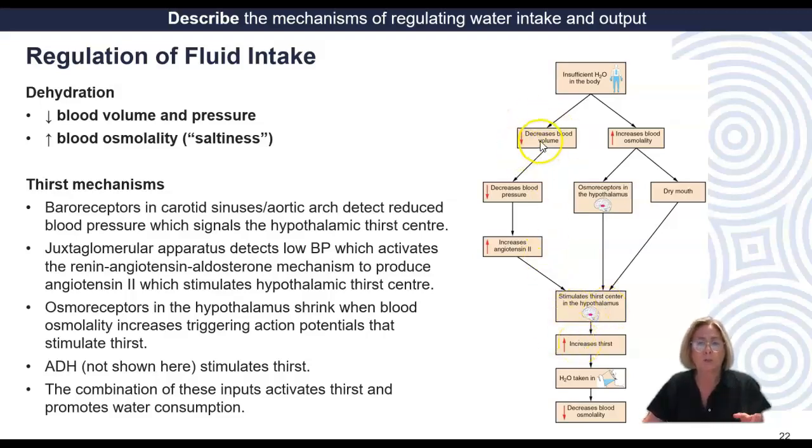Okay, the decreased blood volume leads to a decrease in blood pressure. That will lead to the stimulation of the renin-angiotensin-aldosterone system. So that increase in angiotensin 2 will also stimulate the thirst center to increase thirst. We'll have a look at antidiuretic hormone on the next slide. It also stimulates thirst, and the combination of all of these things then activate thirst and will promote water consumption to decrease blood osmolality, and at the same time that will increase blood volume and blood pressure.